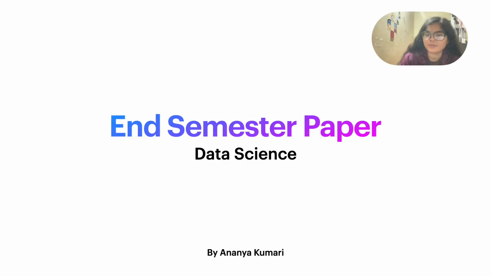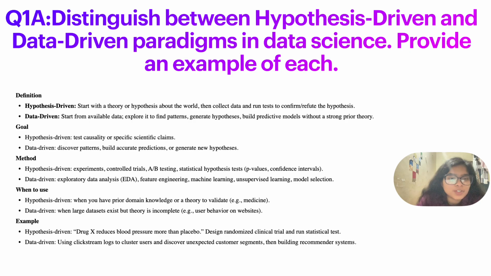So let's begin. The first question is, distinguish between hypothesis driven and data driven paradigms in data science and provide an example of each. Hypothesis driven means we start with a theory or a hypothesis about the world, then collect the data and run tests to confirm the hypothesis. We already have a problem, theory or statement, and to verify it we need data, so we collect data and perform certain steps for the experiment to check if it is true or not.